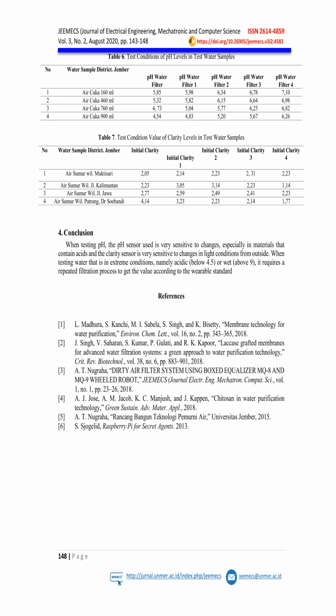4. Conclusion. When testing pH, the pH sensor used is very sensitive to changes, especially in materials that contain acids, and the clarity sensor is very sensitive to changes in light conditions from outside. When testing water that is in extreme conditions, namely acidic below 4.5 or alkaline above 9, it requires a repeated filtration process to get the value according to the usable standard.